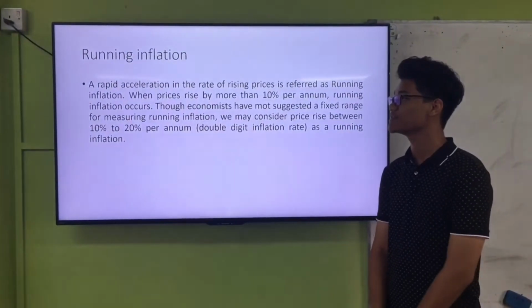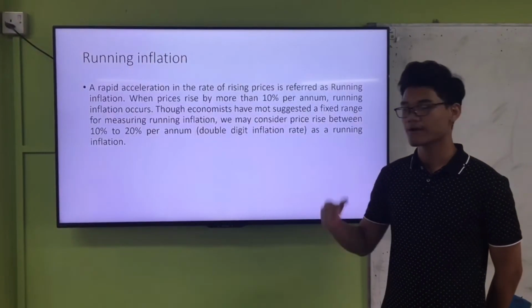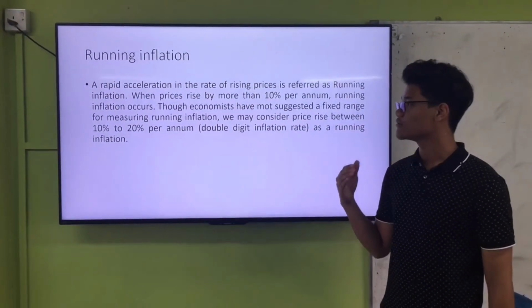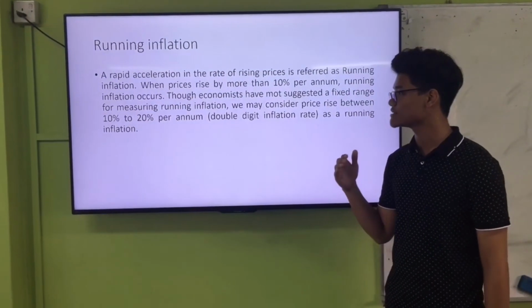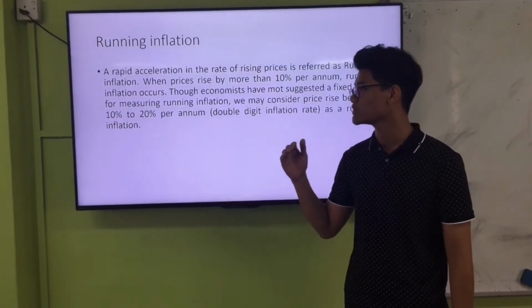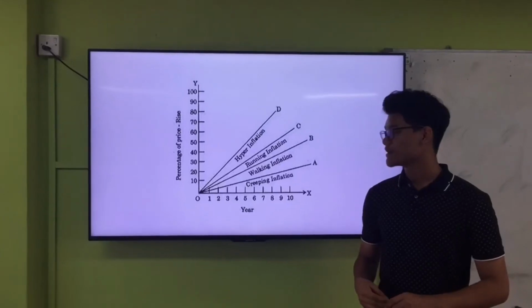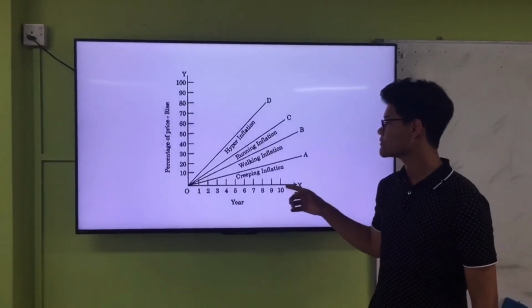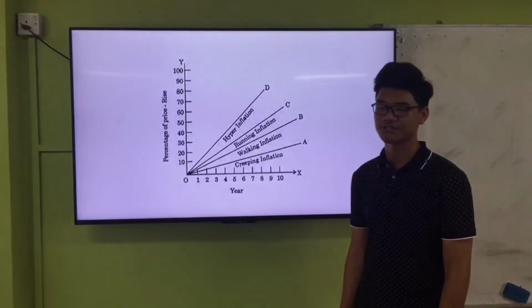The next type of inflation is called running inflation. This type of inflation is between 10% and up per annum. Most economists cannot suggest a fixed range of running inflation, so we can consider the price rises between 10 to 20% per annum as running inflation. As you can see, running inflation is the third type of inflation that is rising on a drastic measure.